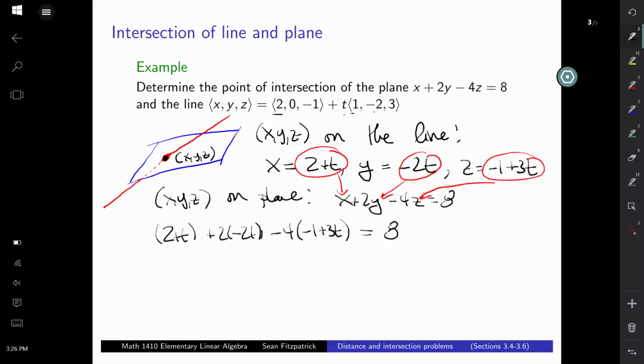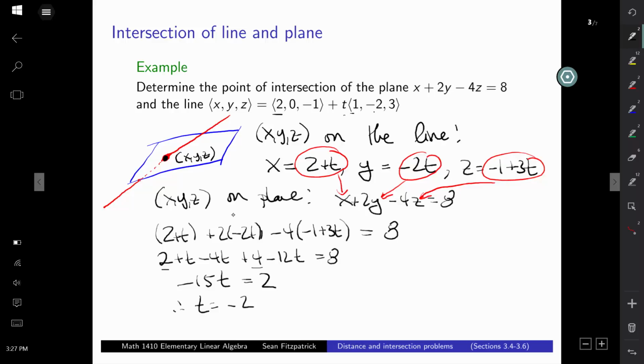So now we clean up both sides. We've got 2 plus t minus 4t plus 4 minus 12t is equal to 8. So let's collect up all the t's on the left. We've got minus 15t, right? That's all the t terms. And let's subtract the 4 and the 2 over to the other side, and we've got 2, right? So this tells me that t must be minus 2 over 15.